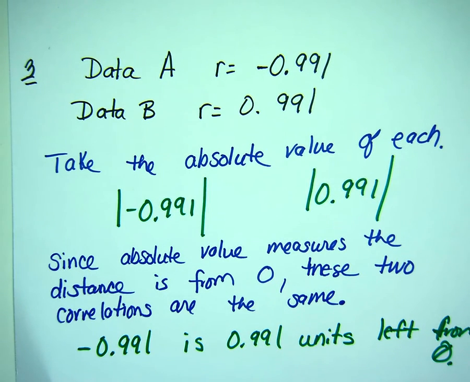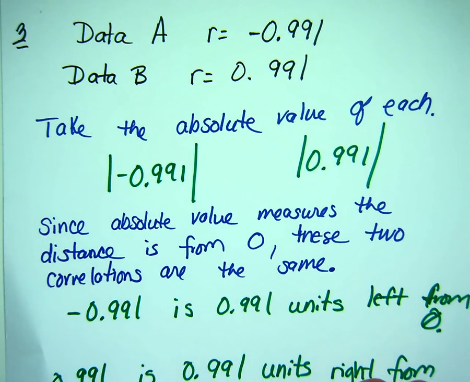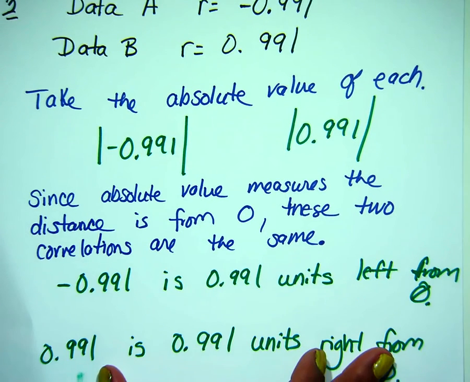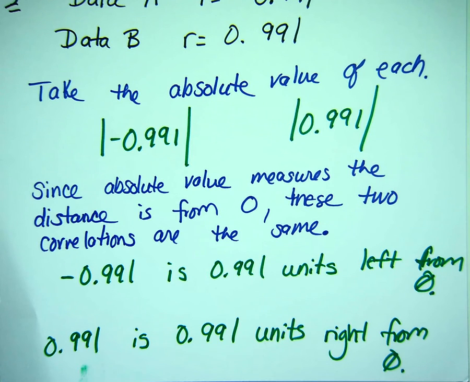Hopefully you can see the different colors and it's clear. Again, data A is negative, data B is positive. But if I took the absolute value of each one of these, that's what these two bars stand for. Notice how one is negative and one is positive. Absolute value simply means the value measures the distance from 0. So both of these correlations are the same. One is going to be 0.991 units to the left of 0 because it's negative. Think about a number line. And then the second one is 0.991 units right of 0. So again, think about a number line.